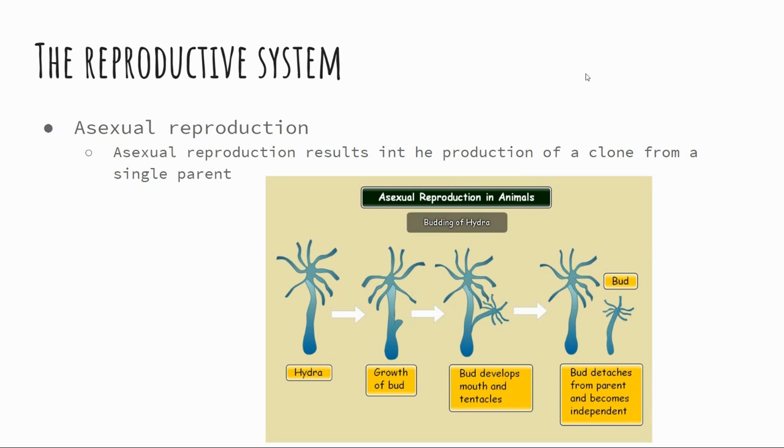And that carries us into the reproductive system. So in the reproductive system, you have asexual reproduction. Asexual reproduction is the production of a clone from a single parent. So in asexual reproduction, we don't see any variation in the offspring. It's an exact copy of the parent generation.